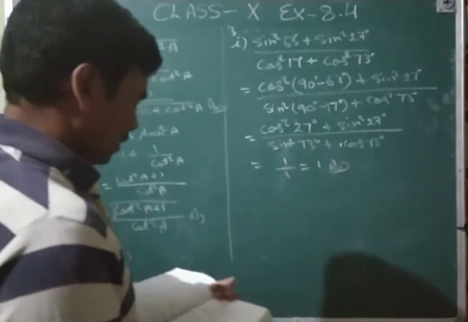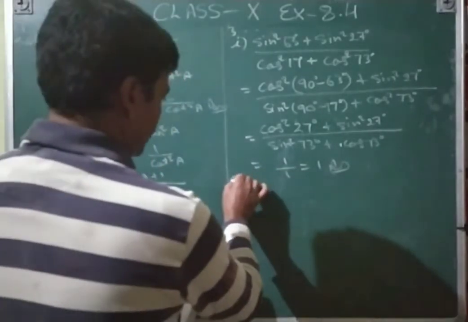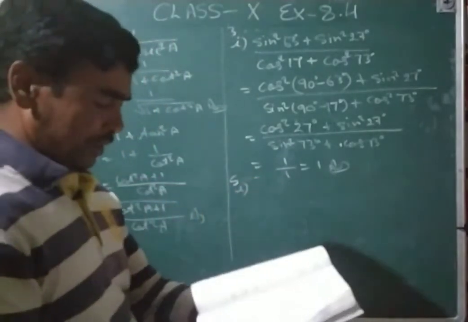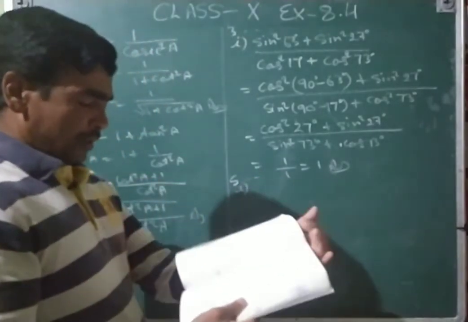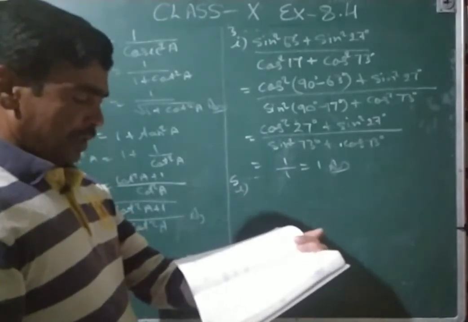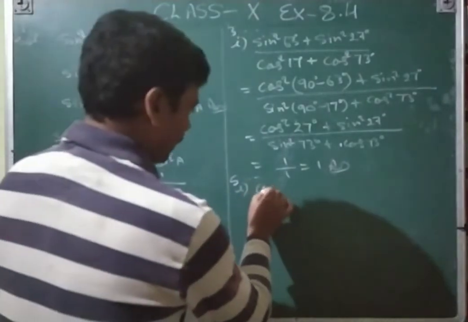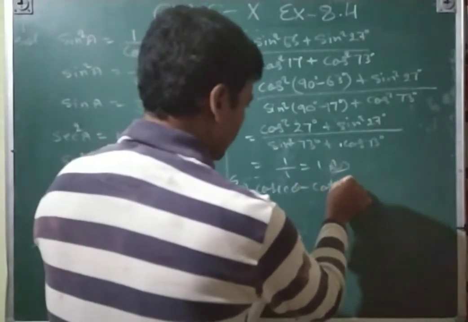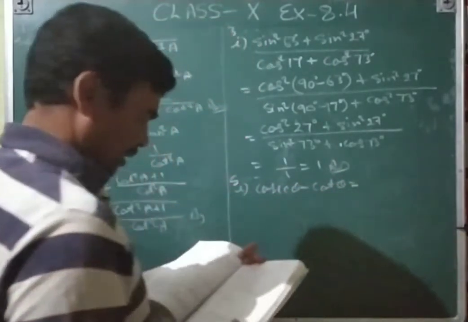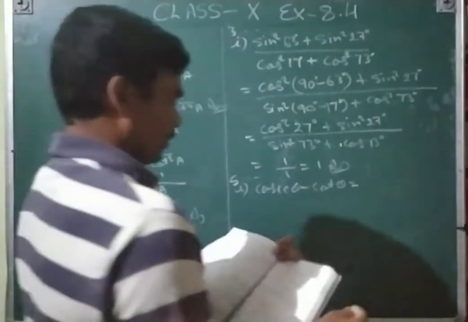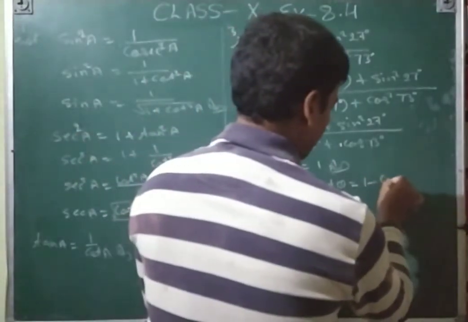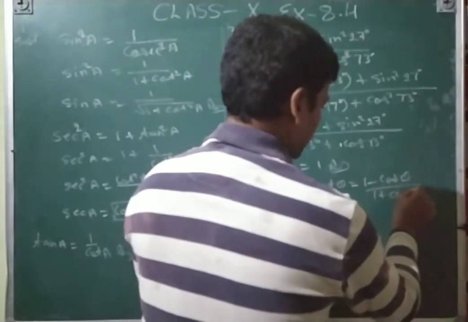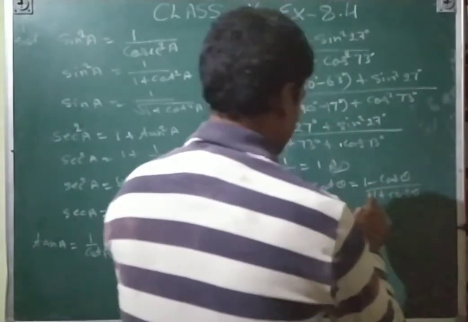And now the fifth question has many more parts. So that is proved. Cosec theta minus cot theta is equal to 1 minus cos theta upon 1 plus cos theta, under root. It means this is the answer.